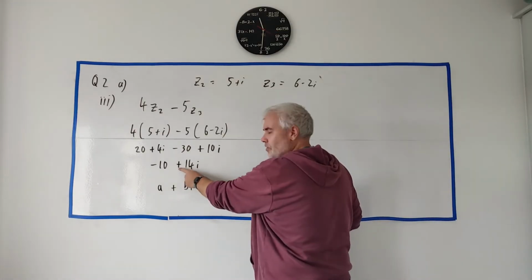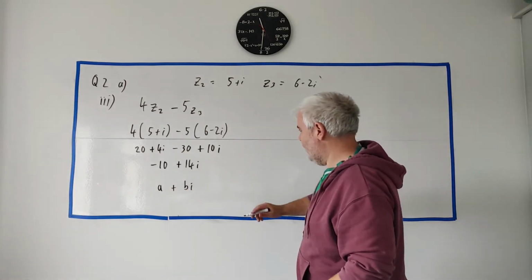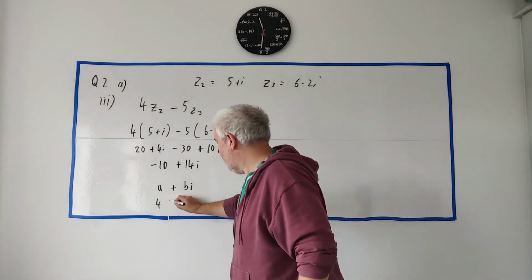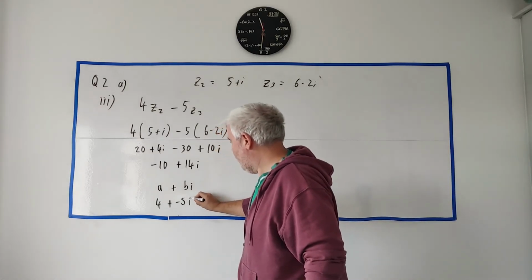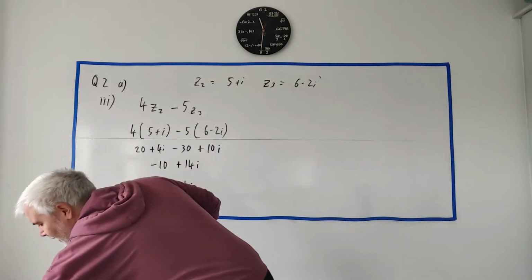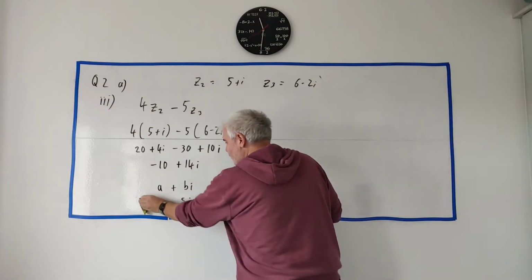Don't be confused if there's a minus here, by the way. That happens all the time. Because that could be like, for example, 4 plus minus 5i. We don't write it like that, so it does confuse students there. I think the examiners usually make sure this is a plus just because of that confusion.